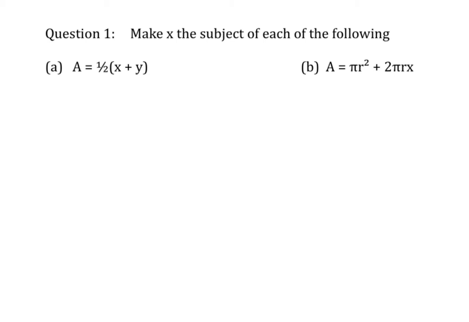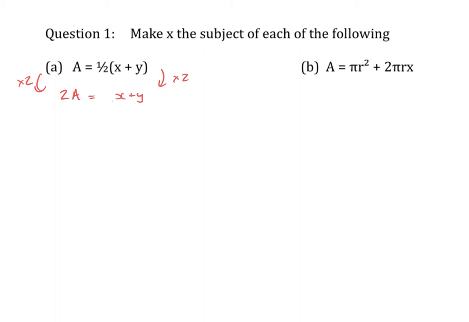So the first step here will be to get rid of the half. Now, we could divide by a half, but probably better than that is to just multiply by 2. It's the same thing, but it keeps the maths a lot easier. So here I've multiplied by 2, and here I've multiplied by 2. That gives me 2a on the left and x plus y on the right. I don't need the brackets on there anymore because they're the only two terms there.